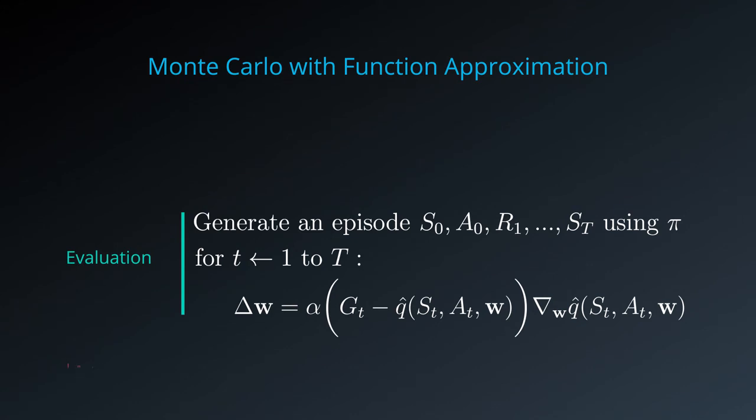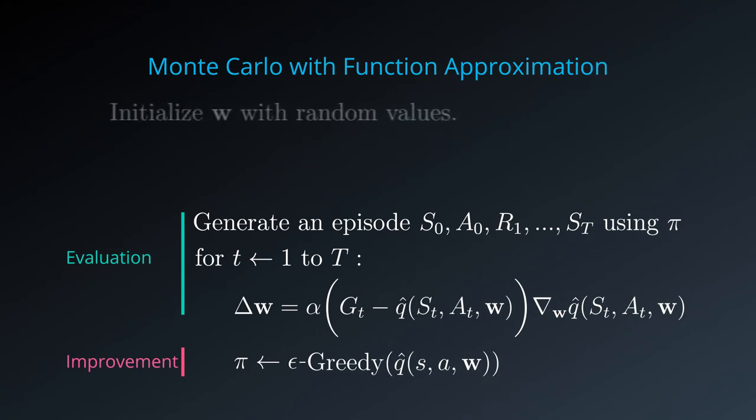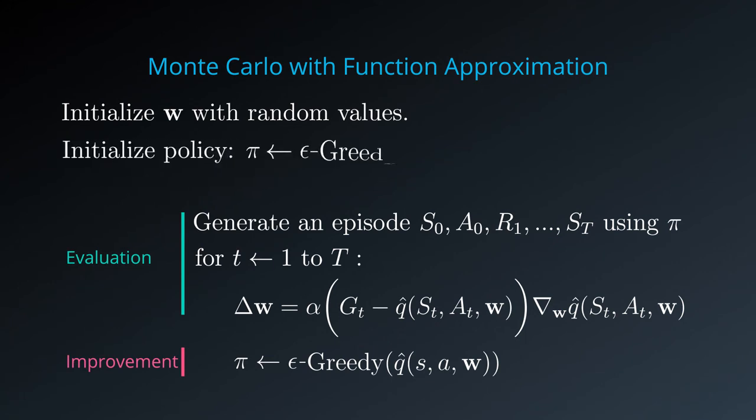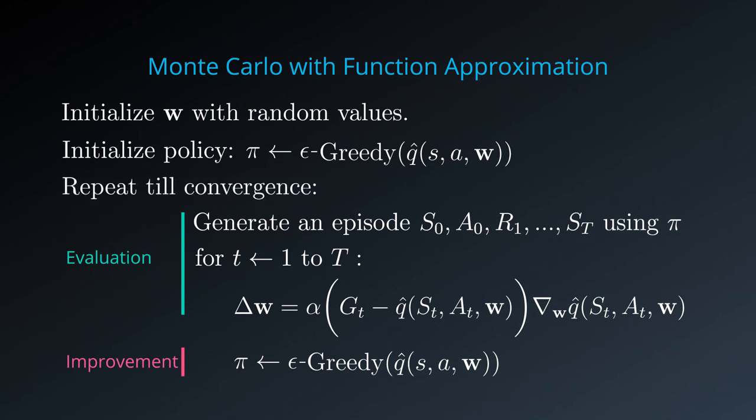This is followed by an improvement step where we extract an epsilon greedy policy based on these q values. At the beginning, we need to initialize our parameters w, let's say we do that randomly, and start with a policy pi defined in the same epsilon greedy manner. Then we can repeat these two steps over and over till the weights converge, resulting in the optimal value function and hence the corresponding policy.